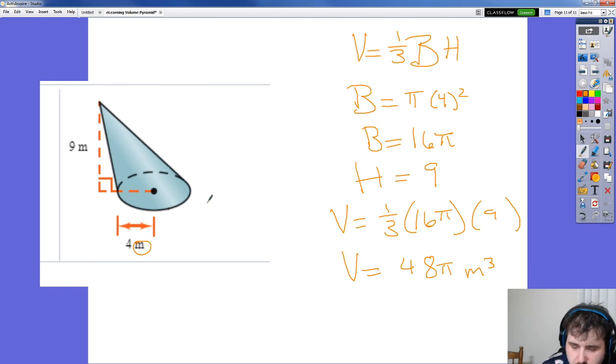So here's the thing, and this is true for any prism or pyramid. If it is leaning to the side, it has the exact same volume as if it were not leaning to the side. You just worry about what is the height and worry about what is the area of the base. Everything else takes care of itself. It's awesome that way.